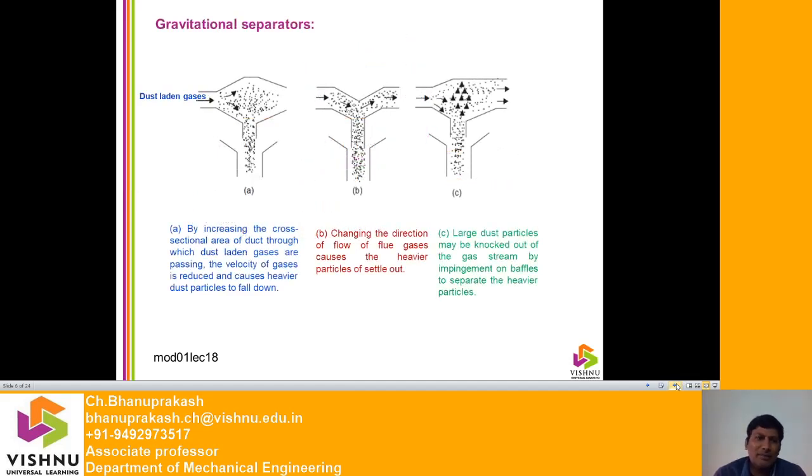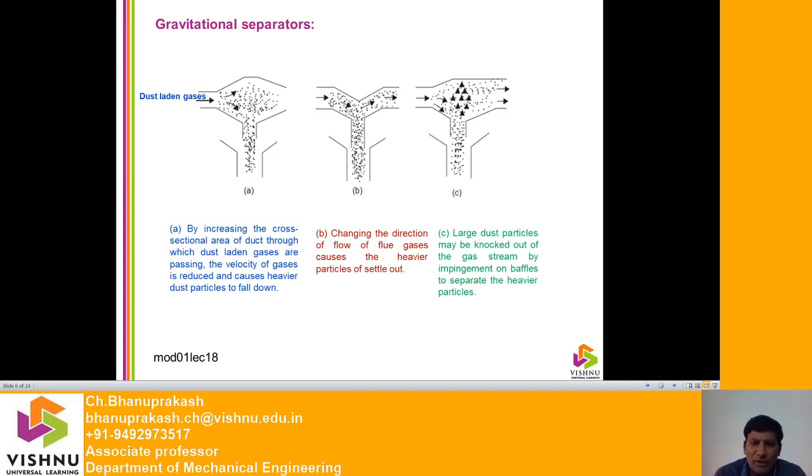So, gravitational separators. See here the dust laden gases are moving here. Here we are increasing the cross sectional area of the duct through which dust laden gases are passing. The velocity of gases is reduced. The duct cross section will be varied, the area will be changed. Due to that reason the velocity of the gases is reduced and causes heavier dust particles to fall down.